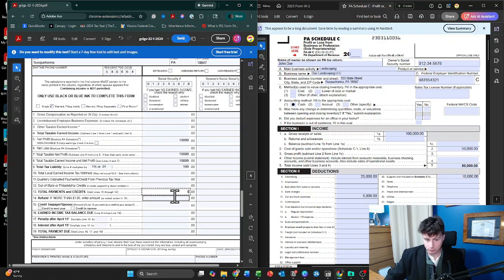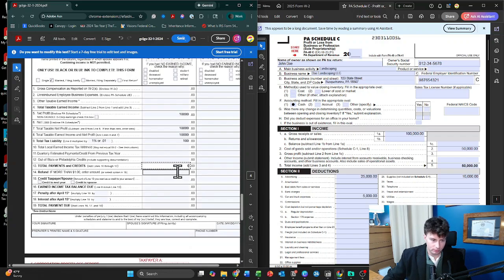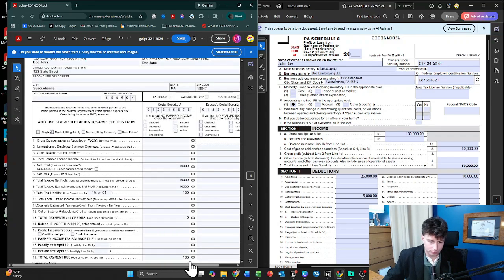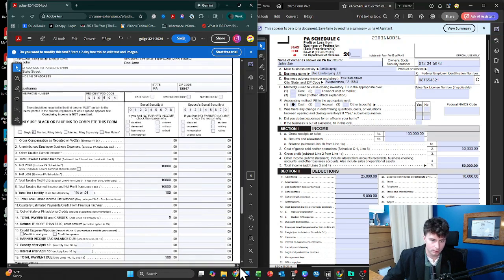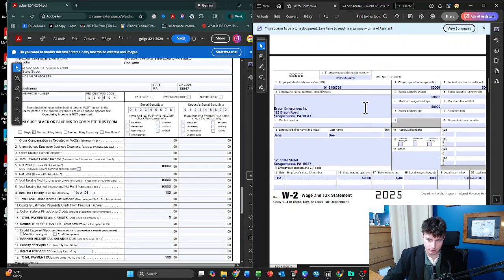So therefore his total payments and credits is 0. Then we have to go down here and we can enter in the total payment due for him, which is 100. So then we're going to go over to the wife. I'm just going to move that over there and then just switch over to this W2 right here.